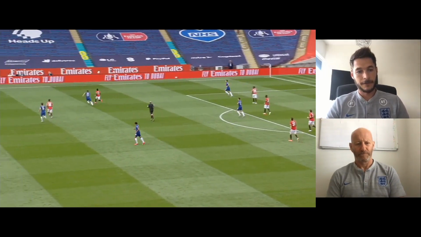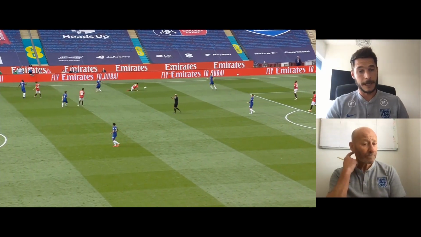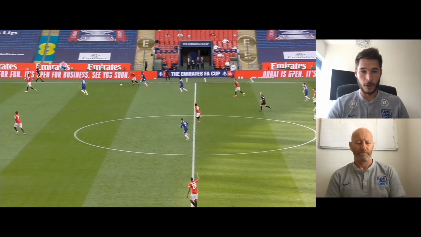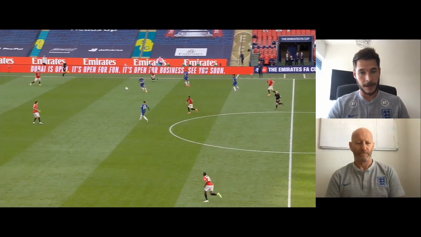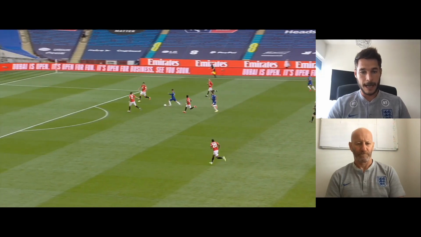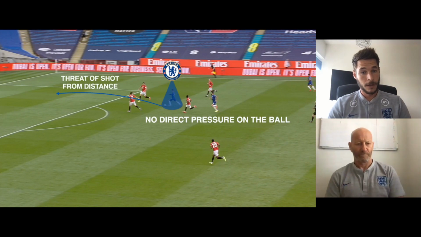Makes a good save. We'll see the same thing happen now in the next clip. You can see this is actually a transitional moment. Ball's given away in the centre. Now we're looking at Mason Mount driving forward. Again, there's no direct pressure on the ball for him. It's a threat of a shot on goal from distance.